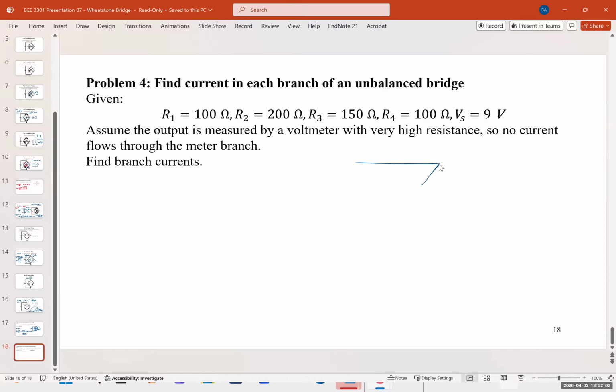So again, R1 is 100, R2 is 200, R3 is 150, and R4 is, I'm sorry, R4 is 100. This is 100, 150, 100, and 200. And we want to find again this voltage, and this is 9 volts.